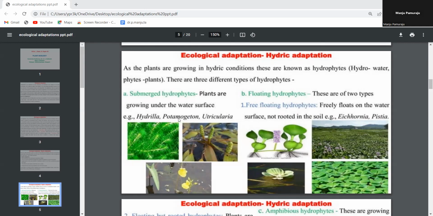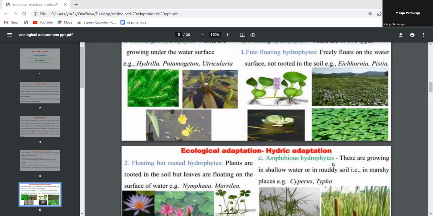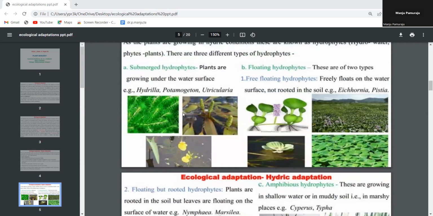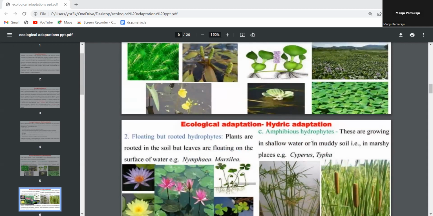This is also an important point. The next one is the floating hydrophytes. So the three types of hydrophytes, based on how they live in the water, are: submerged, meaning present inside; second, floating hydrophytes; and third, amphibious hydrophytes.